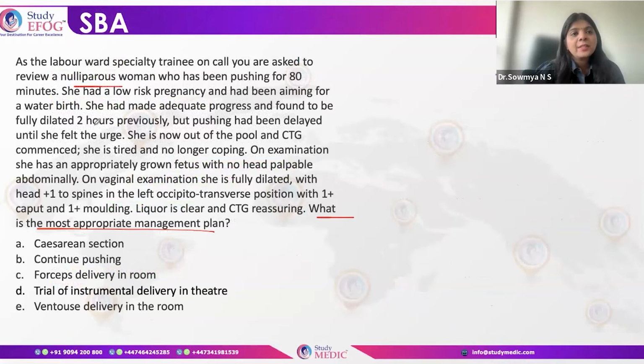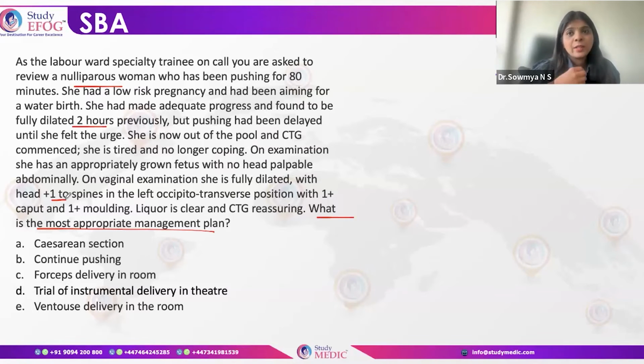She has a low risk pregnancy. She wanted a water birth, adequate progress, fully dilated 2 hours previously, but pushing had been delayed until she felt the urge. She's now out of the pool. CTG commenced, tired, and no longer coping. On examination, appropriately grown fetus with no head palpable abdominally, vaginal examination, fully dilated.